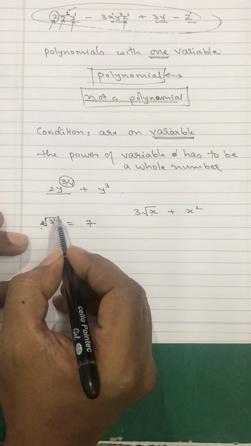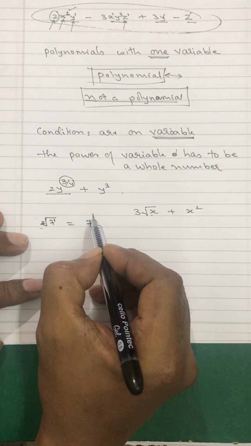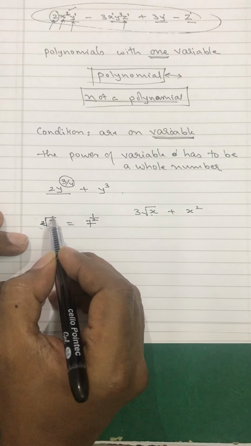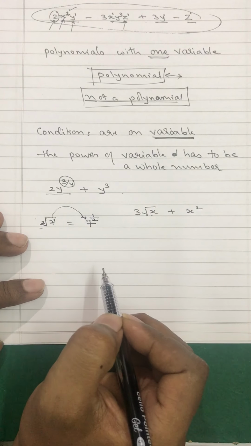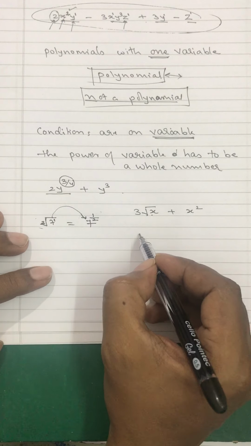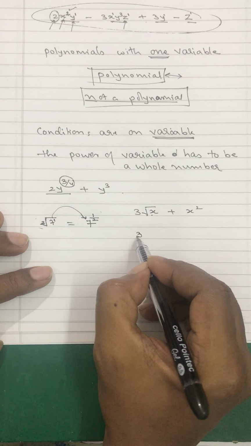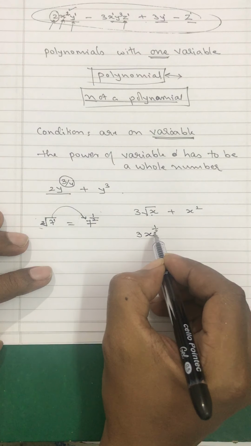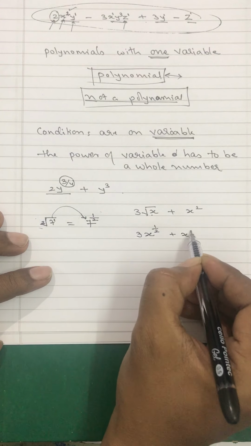So these two will go and sit in the denominator of the power. Power is 1, denominator is this. So basically square root of 7 can be written in this form. And when I write it in exponent form, it becomes what? This also will become what? 3 into x raised to the power of 1 upon 2 plus x square.